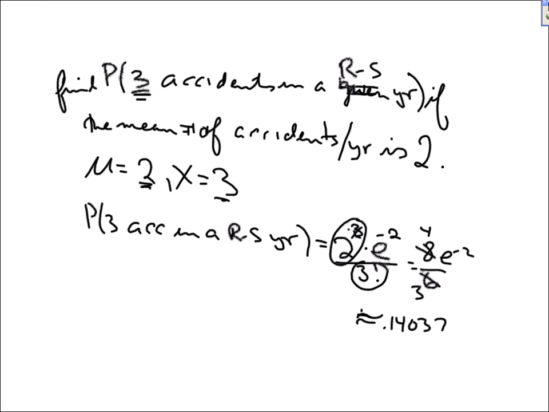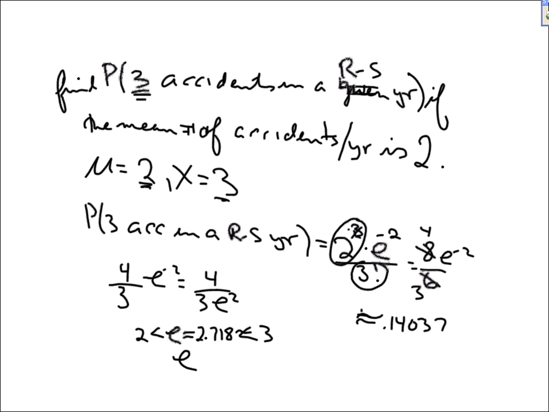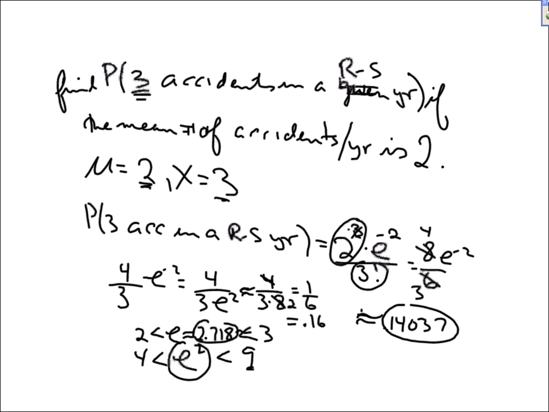And to know that's about right, you have 1 in the third times e to the negative 2. Well, e to the negative 2, I can put it on the bottom. Now, e being about 2.718, it's between 2 and 3. So if you square everything, e squared is between 4 and 9. And since e is closer to 3, the answer is closer to 9. Let's call it 8. 4 goes into 8 2 times. You get a 6th, which is about 0.16, which is very, very close to what we got.